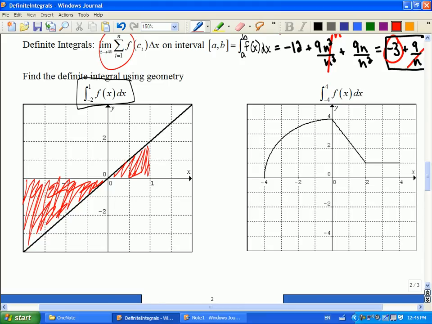So if we use geometry here, can anybody give me, let's call that triangle 1, call that triangle 2. Can anybody give me one of those triangles?